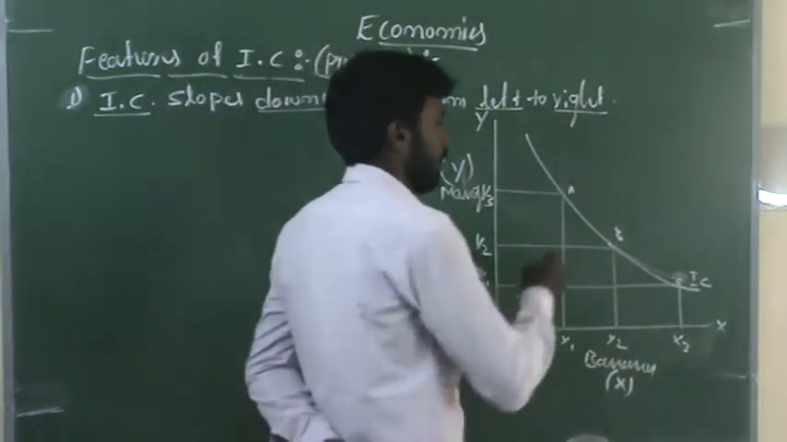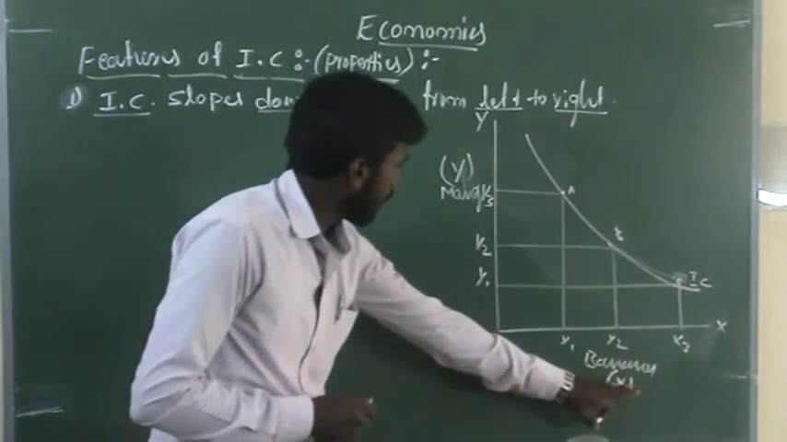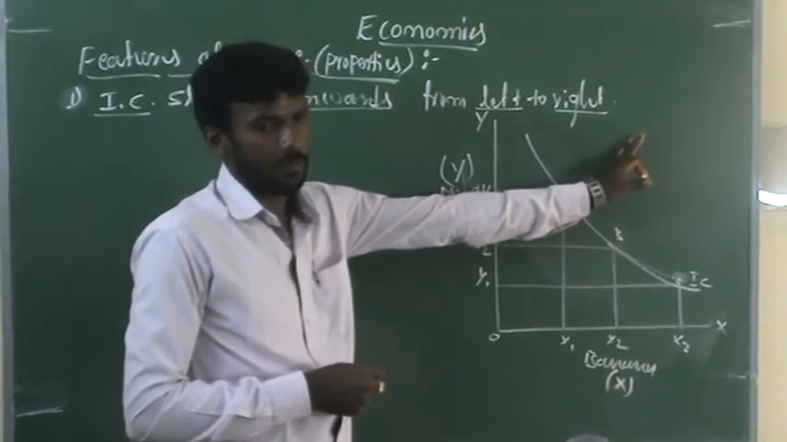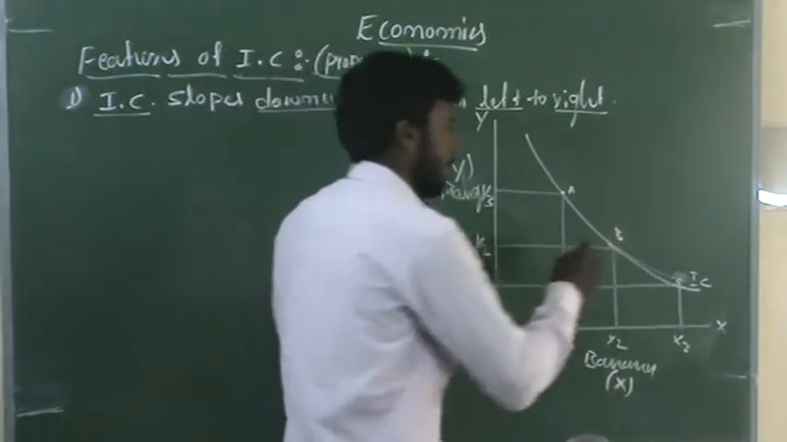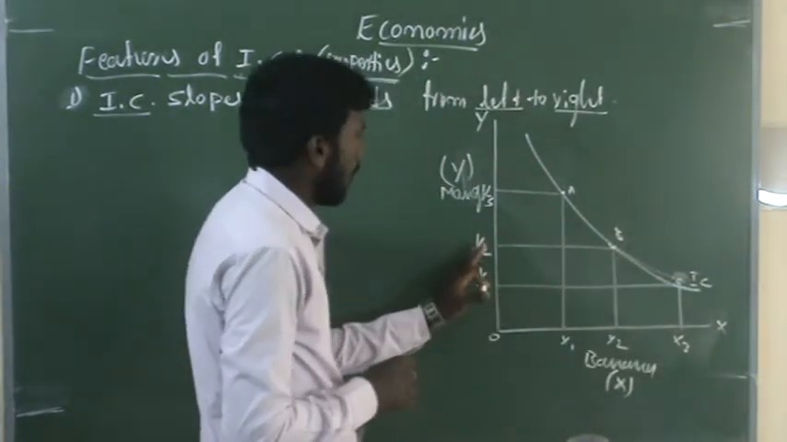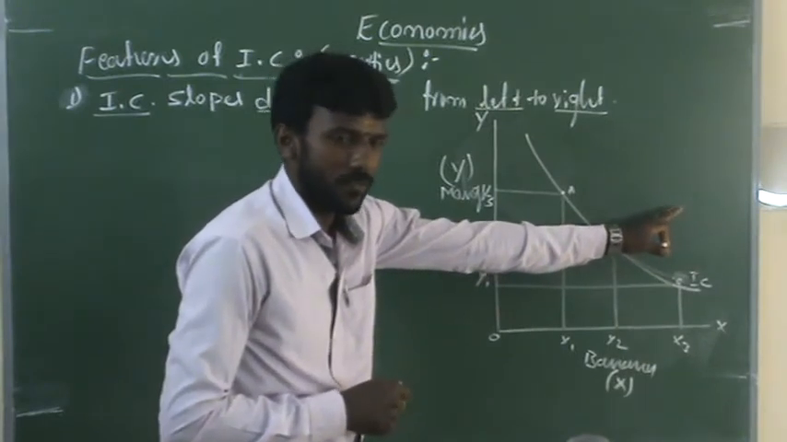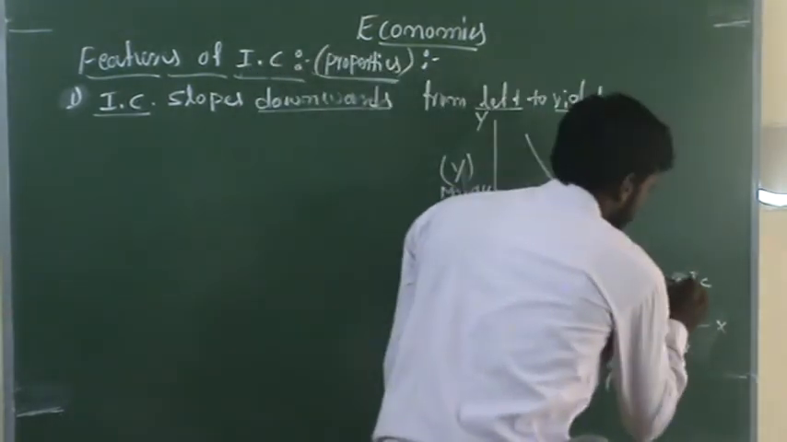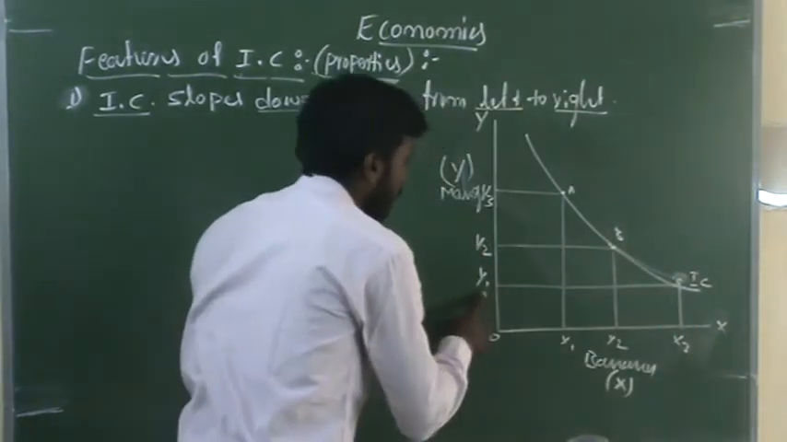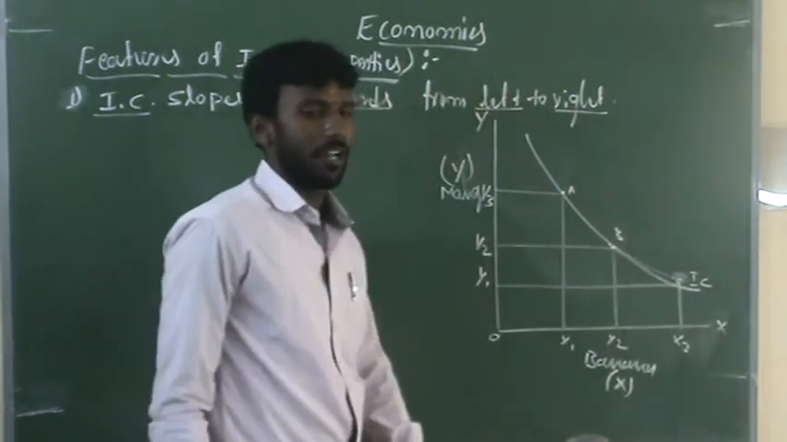See, for example, at point A, with x1 amount of the banana and y3 amount of the mango, the consumer gets an equal level of satisfaction. Or at point B, x2 amount of the banana and y2 amount of the mango, the consumer can get the equal level of satisfaction. Or point C represents x3 amount of the banana and y1 amount of the mango, the consumer can get the equal level of satisfaction.